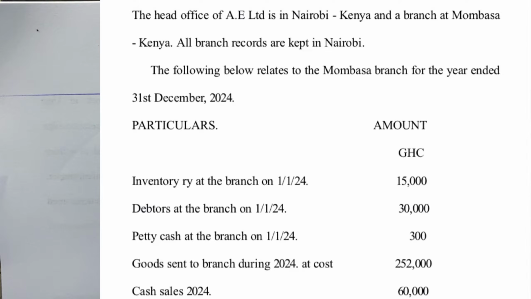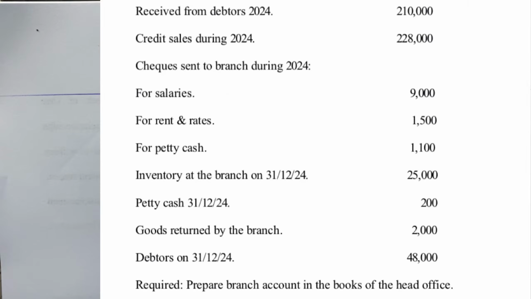We have inventory at the branch on 1st January 2024 is 15,000 Ghana cedis. We have debtors at the branch on 1st January 2024, 30,000. Petty cash at the branch on 1st January 2024 is 300. Goods sent to branch during 2024 at cost 252,000. Cash sales 2024 60,000. Receipt from debtors 2024 210,000 Ghana cedis.